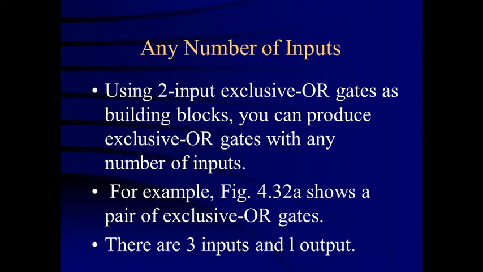Now, any number of inputs. Now, we can extend our idea to make any number of inputs. Maybe 3 input exclusive OR gate or more number of input exclusive OR gate will be there. Using 2 input exclusive OR gates as building block, you can produce exclusive OR gates with any number of inputs. For example, figure 4.32a shows a pair of exclusive OR gates. There are 3 inputs and 1 output.